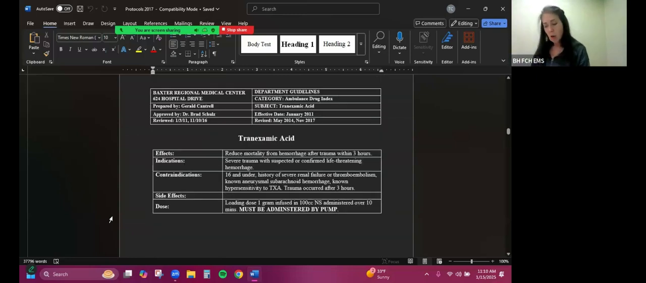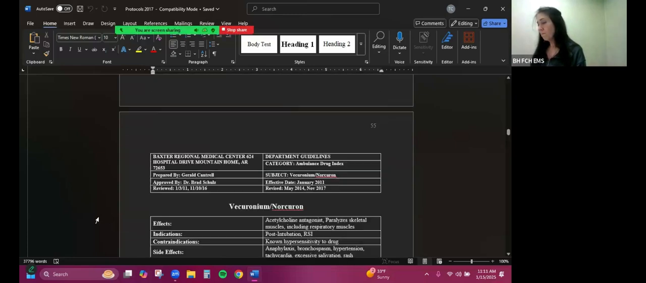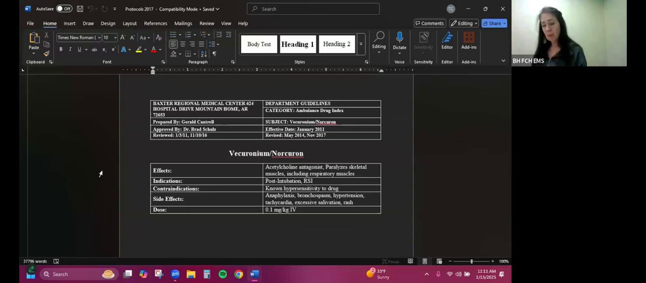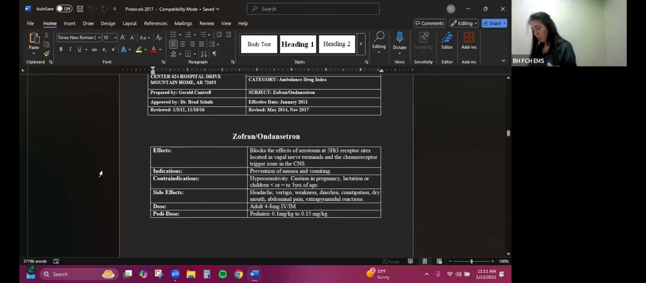Okay. Our next one is vecuronium. How do you pronounce that? Vecuronium. Okay. That one is indicated post intubation or RSI. That's 0.1 milligram a kilogram IV push, which is another one I'm going to have to get familiar with. Okay, and our last one, Zofran, which we all are very familiar with. Your dosage is adult 4 to 8 milligrams IV push and IM. So we're trying to rush through this because we have another speaker.